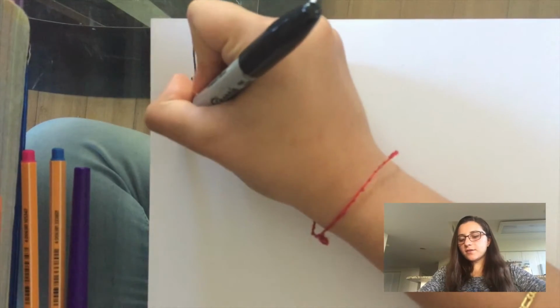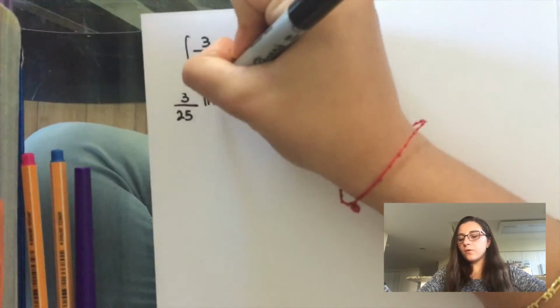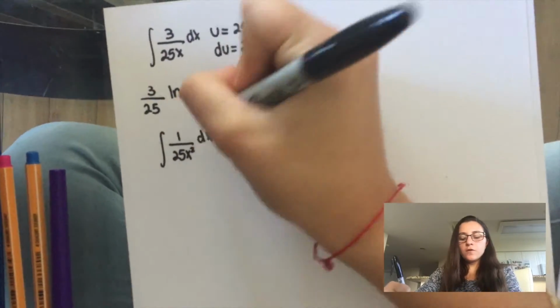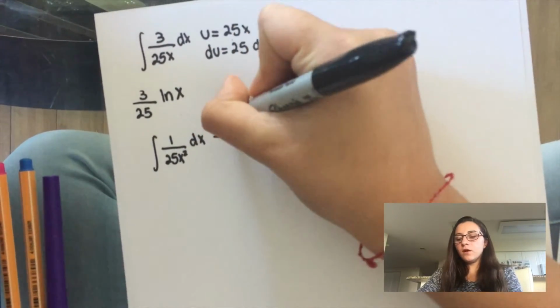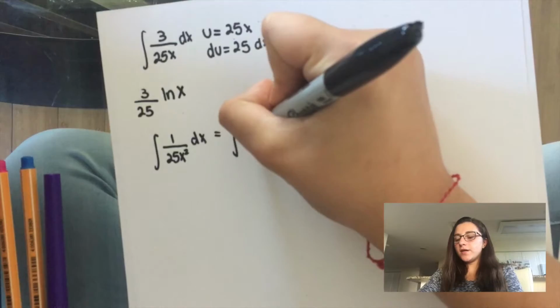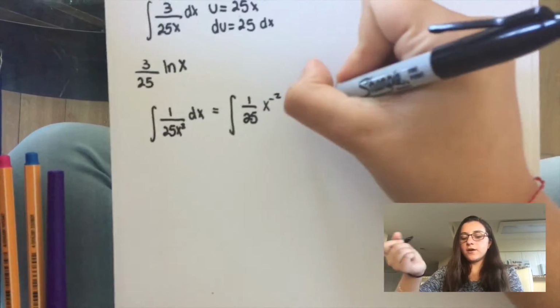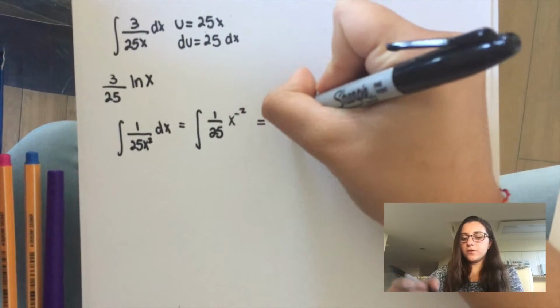Alright, so for our second integrand, we have the integral of negative 1 over 25x squared. So we're just going to make this equal to negative 1 over 25 times x to the negative second power. So we're just going to raise the power, divide by the power, and get as the final answer, which is going to be 1 over 25x.